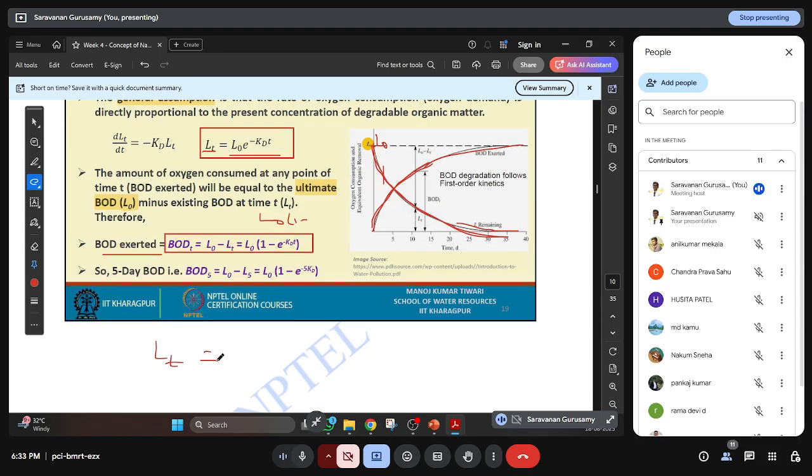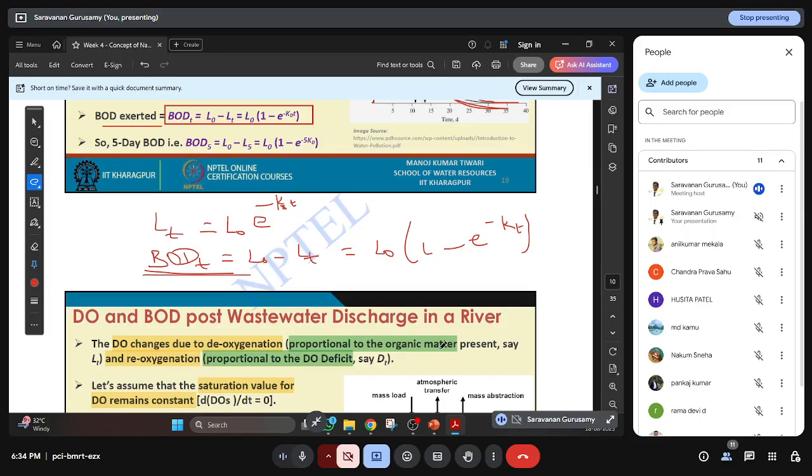Lt equals L0 into e power minus kt, where L0 is the ultimate BOD and k is the deoxygenation constant. This is BOD remaining. If you want BOD exerted, that is how much oxygen is consumed, then BOD exerted is L0 minus Lt. If we substitute, L0 comes out, giving 1 minus e power minus kt. Please remember these two formulas. BOD remaining is L0 into e power minus kt. They will always ask for BOD exerted, that is BOD consumed, equal to L0 into 1 minus e power minus kt.